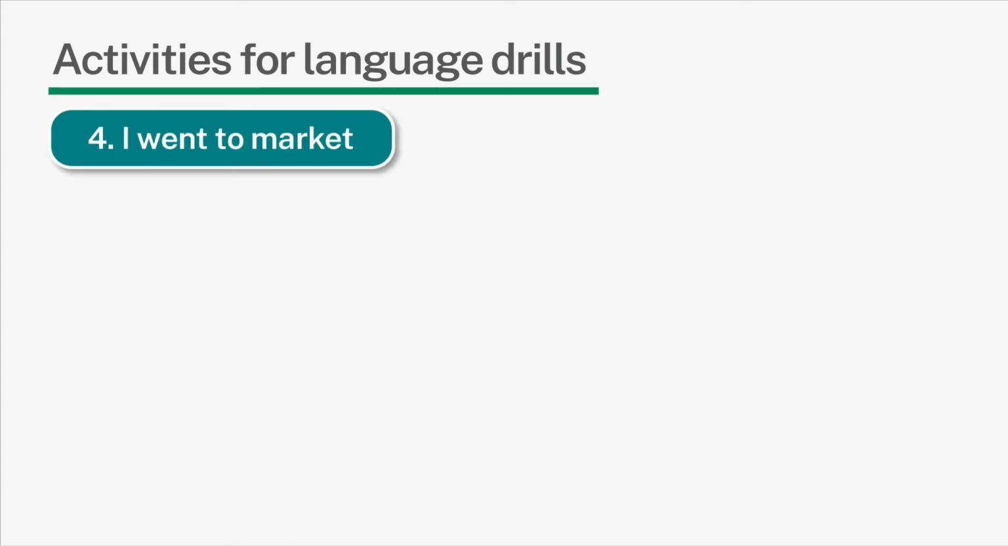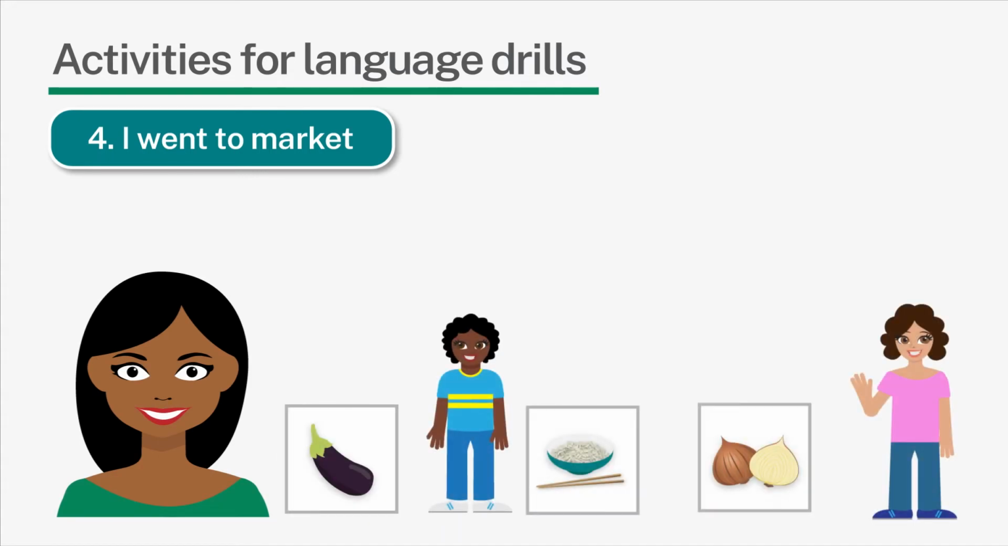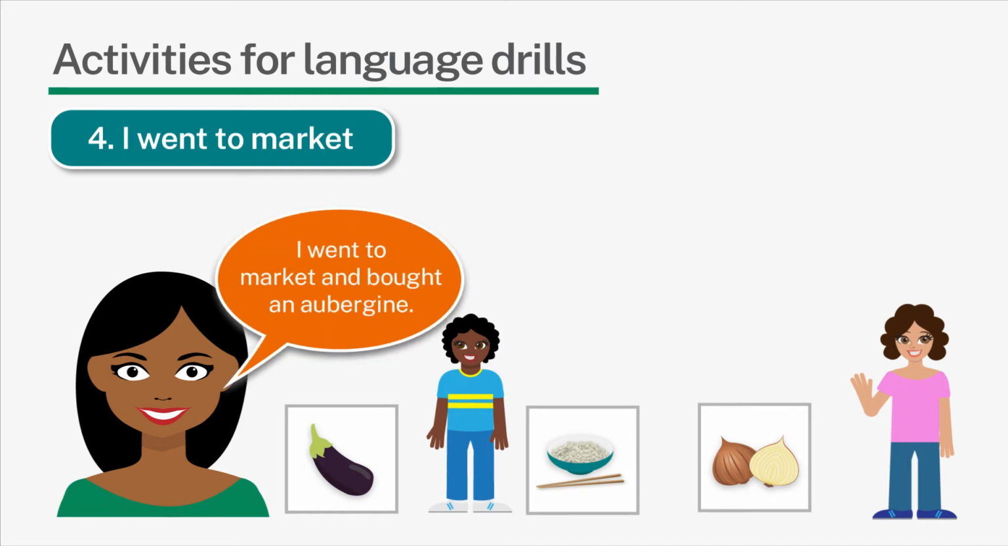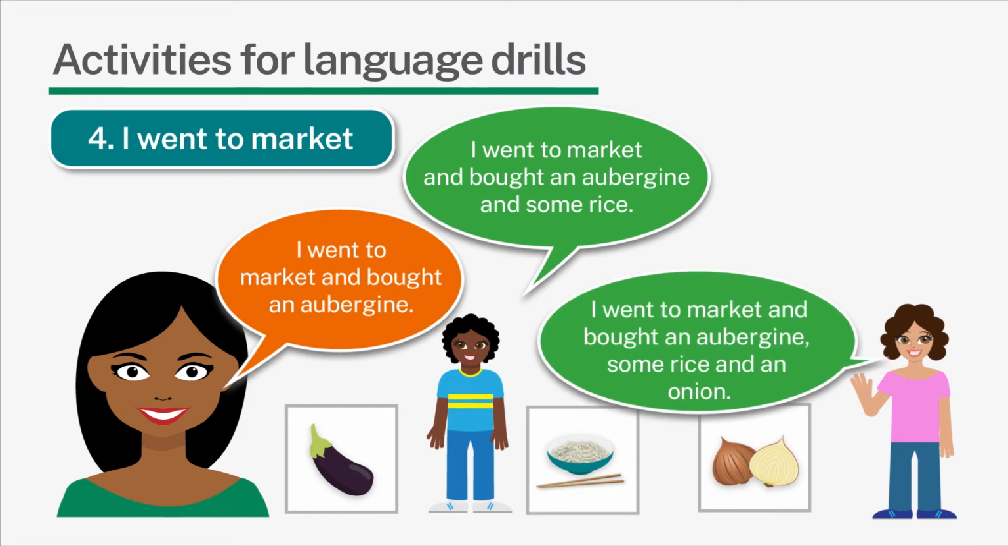4. I went to market. To play I went to market, give each learner a flashcard and start the drill by modelling the target language. For example, if you're working on the topic of food and a balanced diet, start with, "I went to market and bought an aubergine." Learner A, who's been given a picture of some rice, then has to say, "I went to market and I bought an aubergine and some rice," and so on, until the list they have to remember gets longer and longer.